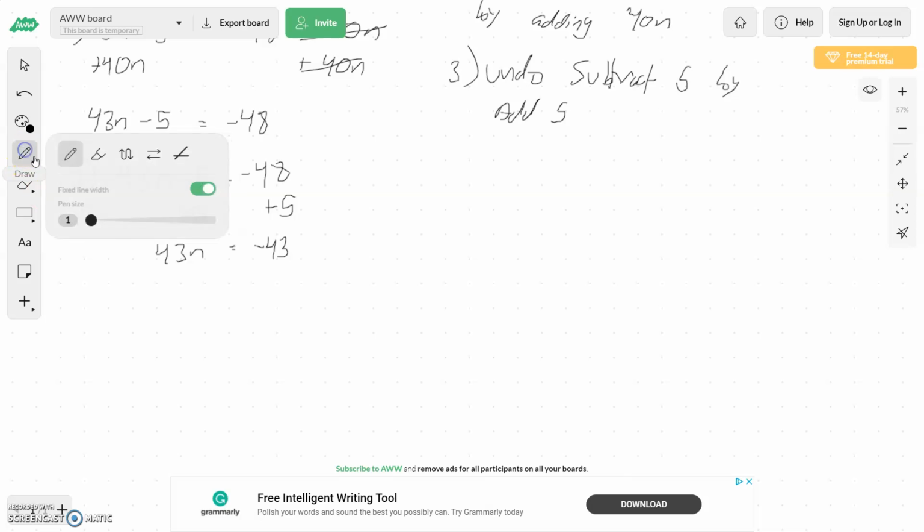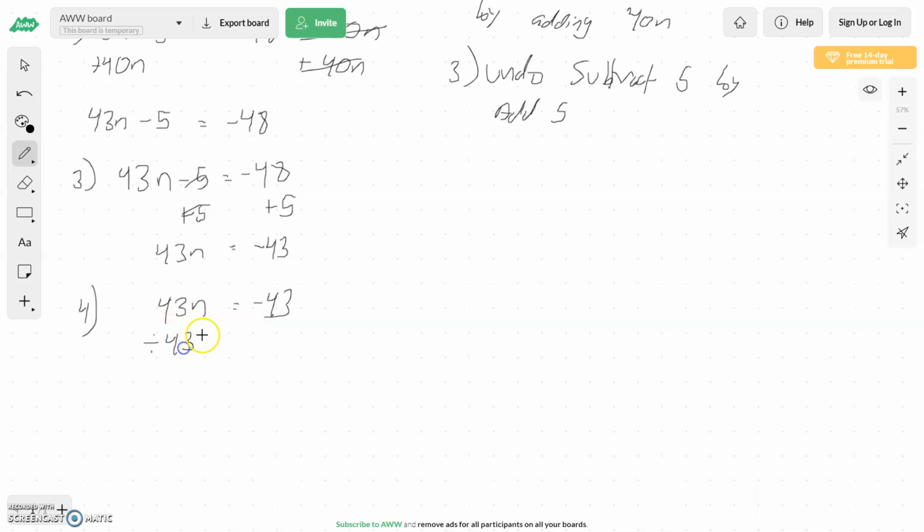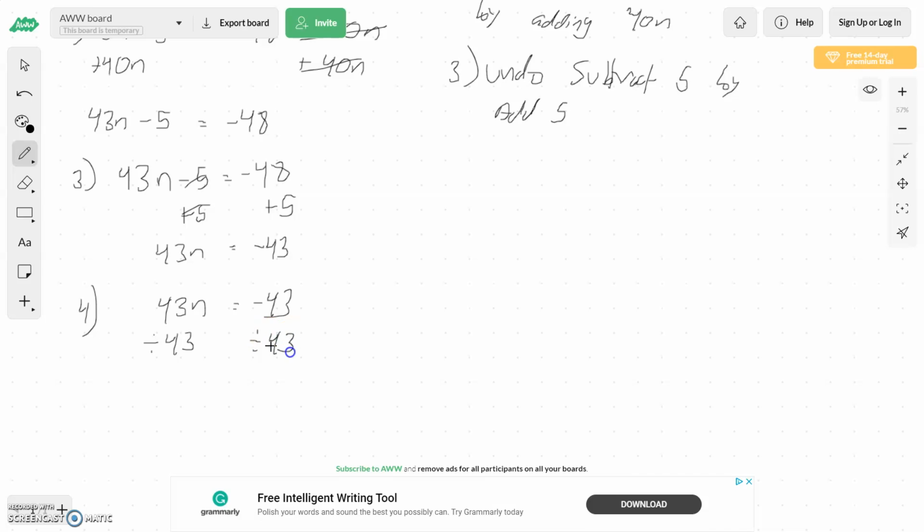Fourth step. Last but not least, I need to get rid of that 43 to get n by itself. See how there's a 43 multiplied onto the n? I can easily get rid of multiply 43 by dividing 43. Multiply 43, divide 43, now it's just n by itself, and if I take -43 and divide it by 43, I get -1. So my fourth step here, undo multiply 43 by divide 43.